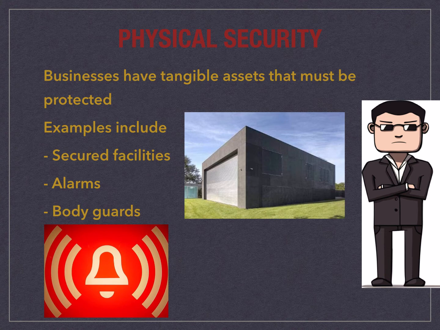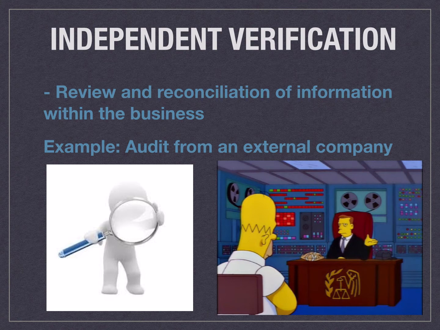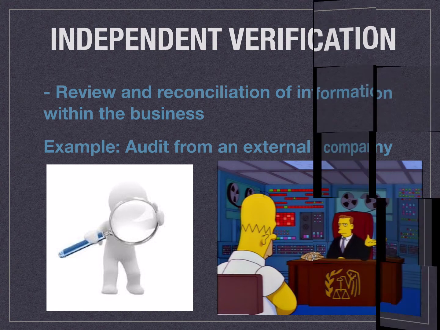Most people have assets that are tangible and therefore must use physical security in order to prevent the loss of these assets. These can include secured facilities, alarms, and the implementation of bodyguards. Independent verification occurs when information within the company is reviewed and reconciled. An example of independent verification could also be an audit from an external company.